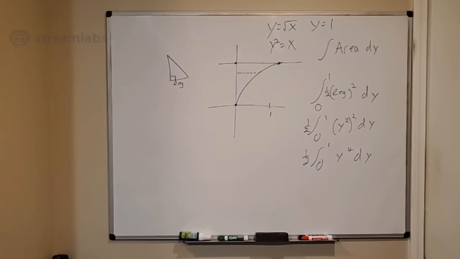Technically, when you do the disk and washer method, you're still doing the integral of the area. It just happens that every time the area is a circle. That's why we can have a specific formula of pi r squared for the disk and washer method.